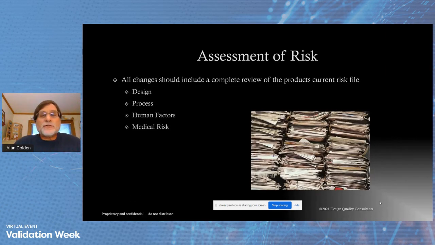So all changes should include a complete review of the product's current risk file. I'm going from A to B, I'm changing whatever. I need to go back into the product's risk file and look. Are there new changes to risk to design? Any process changes? Do I have human factors changes, which again in the device world are critical? Is there any medical risk change? I want to bring my physician in, go over this with him or her, and say, "Hey, I'm making this change. Do you think there's any change to the medical risk?" And again, an MD is qualified to do that. I personally would not be. I am not an MD.